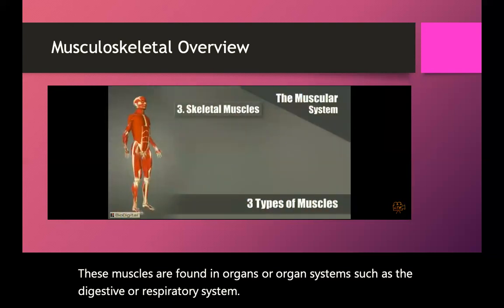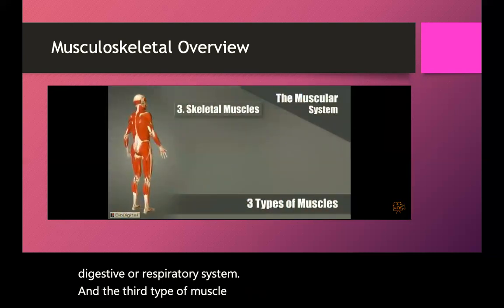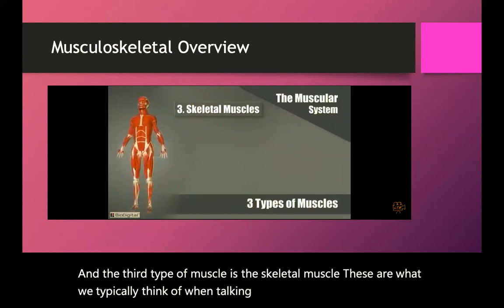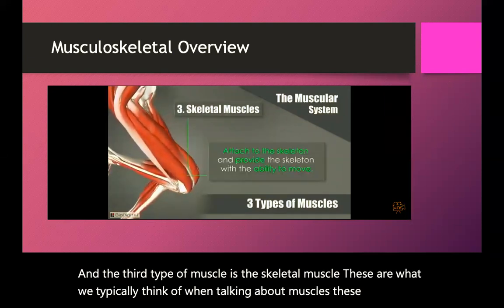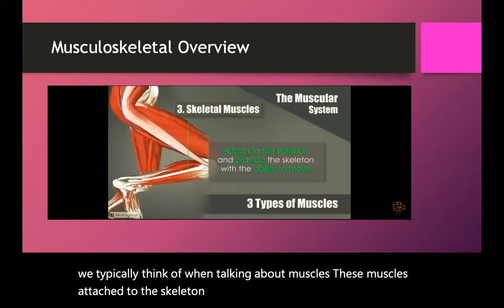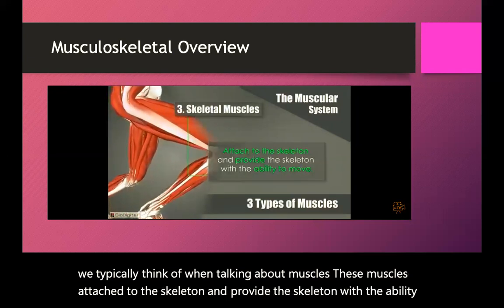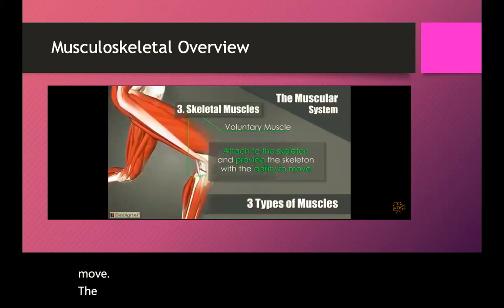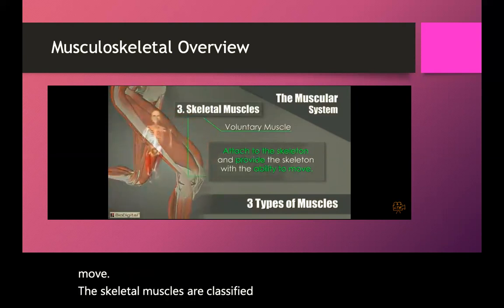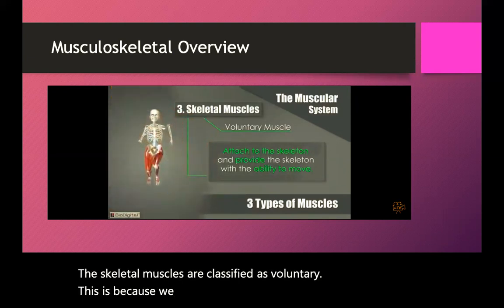And the third type of muscle is the skeletal muscle. These are what we typically think of when talking about muscles. These muscles attach to the skeleton and provide the skeleton with the ability to move. The skeletal muscles are classified as voluntary. This is because we have to make a conscious effort or decision to make them move.